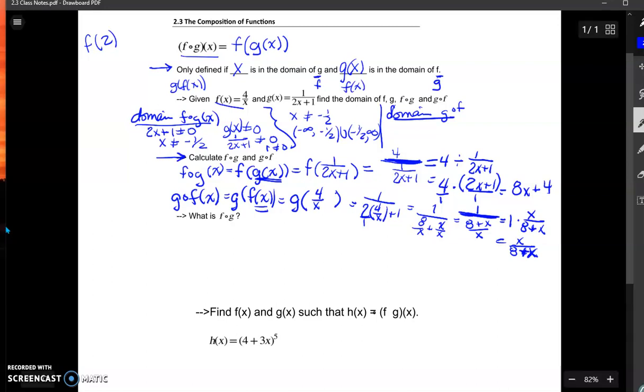So let's start with this first half. x has to be in the domain of f. What is the domain of f? It's everything except x equals 0. So that just gives us that x cannot be equal to 0.